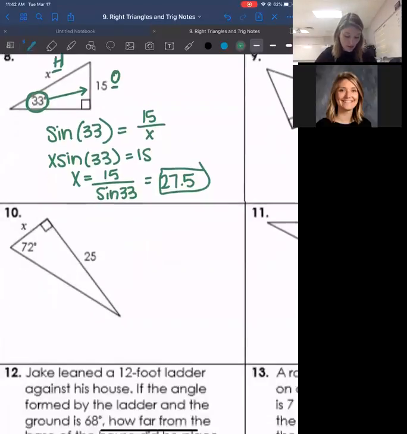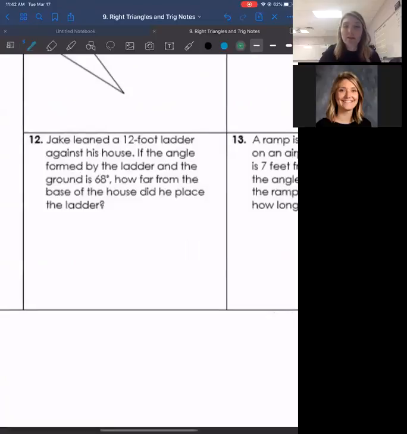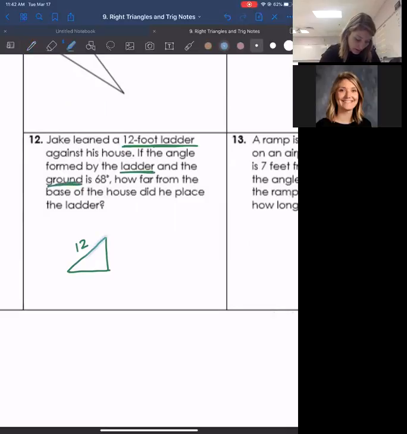All right, we also looked at word problems on these. You just need to be careful at how you sketch your picture. So we're leaning a ladder, so that's going to be the diagonal, and we're leaning it against a house, so that's our vertical component. The ladder is 12 feet long. The angle formed by the ladder and the ground. So here's my ladder, right? Here's the ground. The angle formed by those two things is this right here, which is 68 degrees.